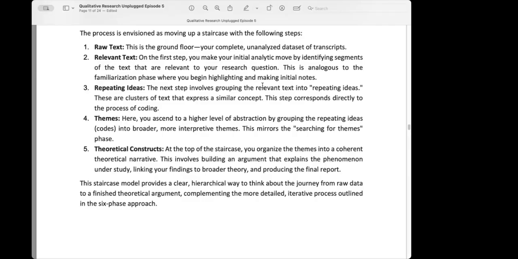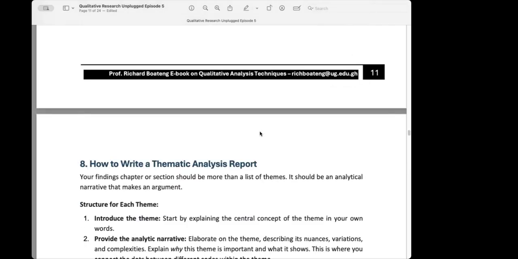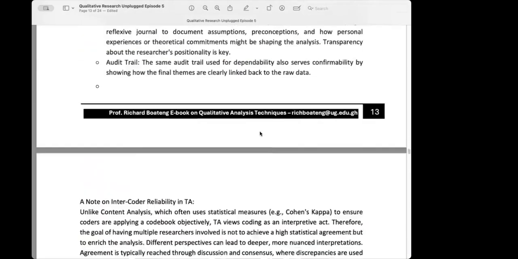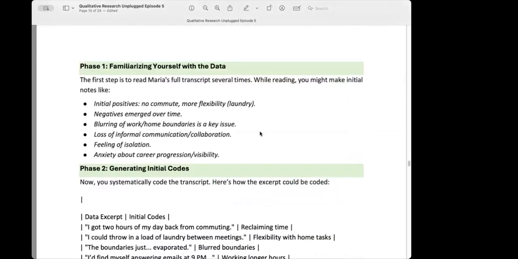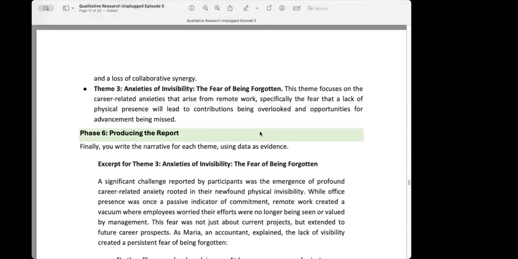And repeating idea C, career insecurity, visibility concerns, which is already quite focused, can be elevated into a more resonant theme named visibility and value in a virtual world. You see how these themes are more abstract and interpretive than the repeating ideas. They combine multiple observations into a single analytical concept. Yes, definitely a higher level of abstraction. So what's the final step, the top of the staircase?